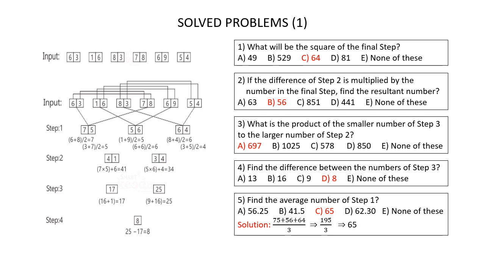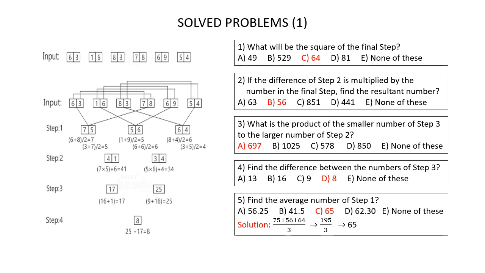Now this means that the second digits of each of the numbers of step 1 are used to get the second number of step 2. So this means 7 multiplied by 5 is 35. 35 plus 6 is 41. So 41 is the first number of step 2.